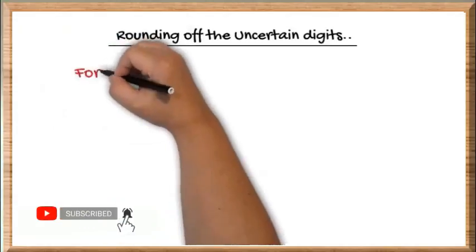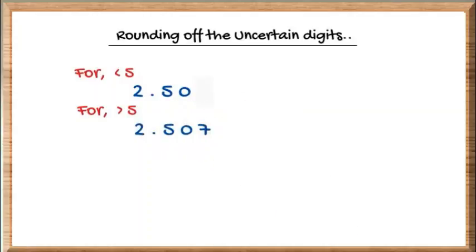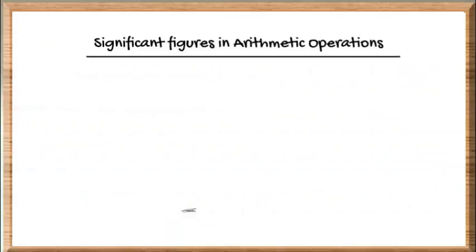If the number to be dropped is less than 5, then there will be no change in the preceding digit of that number. If the number to be dropped is more than 5, then the preceding digit will be raised by 1. If the number to be dropped is 5 and the preceding digit is even, then there will be no change in the preceding digit. But if the number to be dropped is 5 and the preceding digit is odd, then the number will be raised by 1. Now how to find out the significant figures in arithmetic operations?